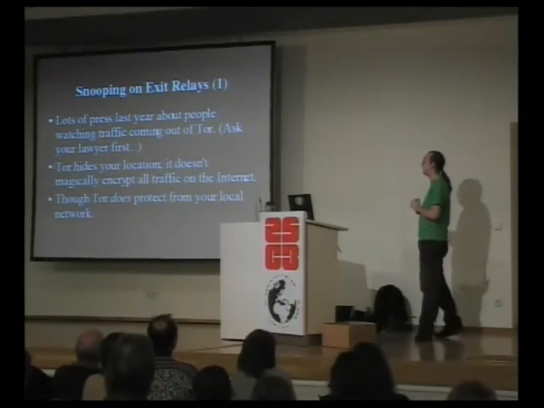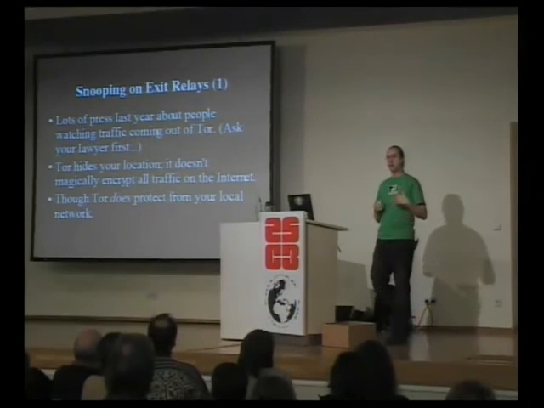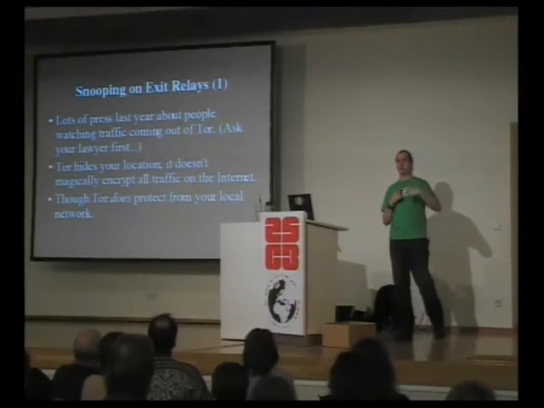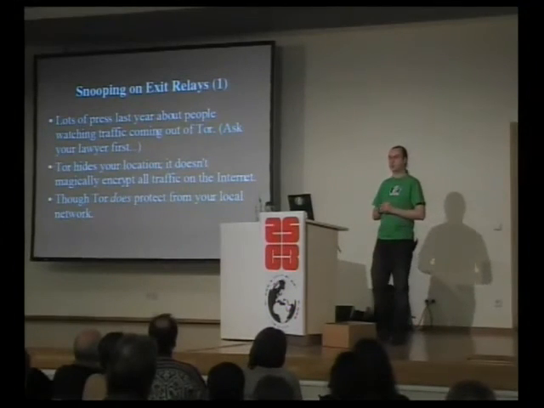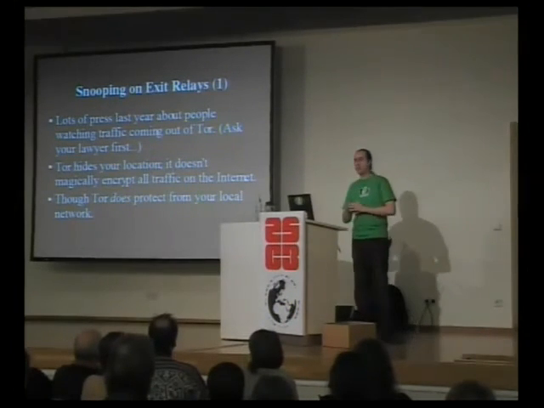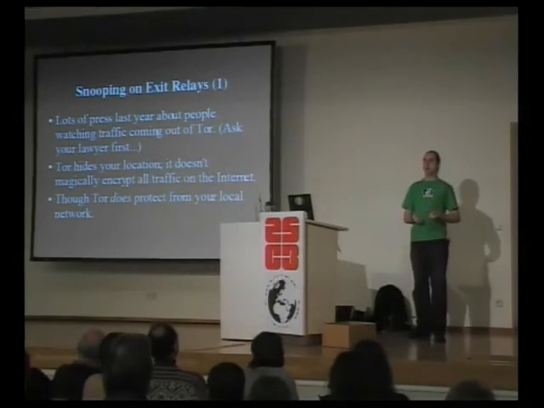So another lesson is Tor hides your location, but it doesn't magically encrypt the whole internet. If you want SSL, if you want end-to-end encryption, then you should get it. You should use HTTPS, you should use POP-S, something like that. And it's a little bit trickier than that because Tor does protect against somebody watching your local network.